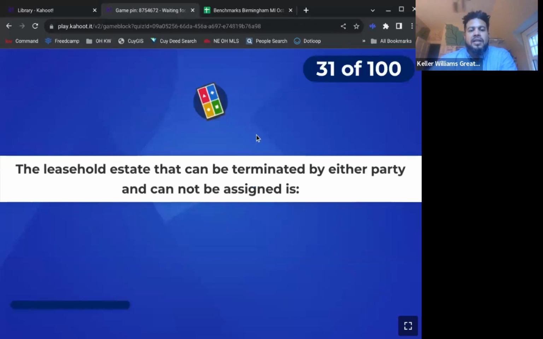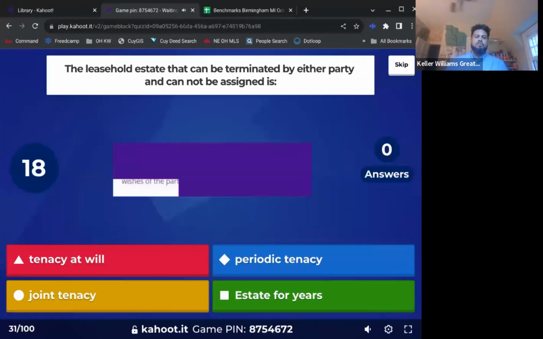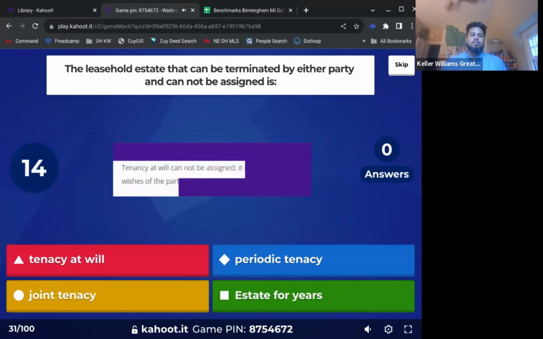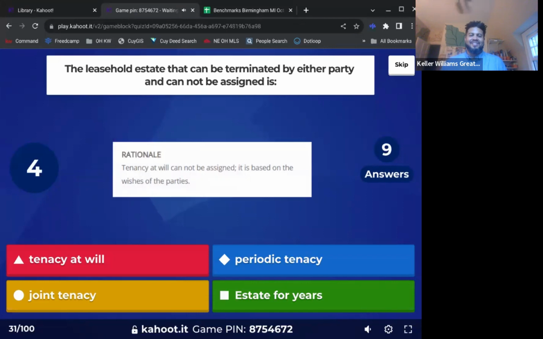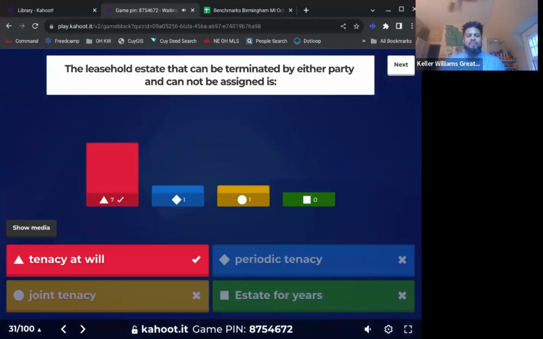The leasehold estate that can be terminated by either party and cannot be assigned is... Oh, come on. They already gave you guys the answer. That's right. Tenancy at will.